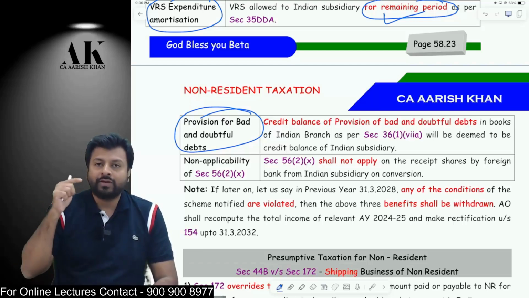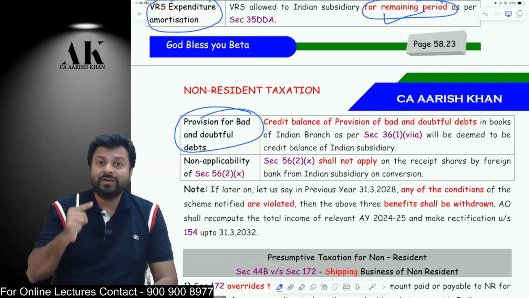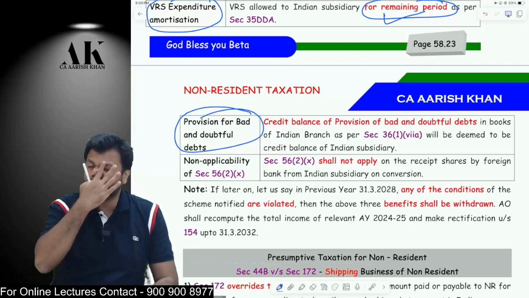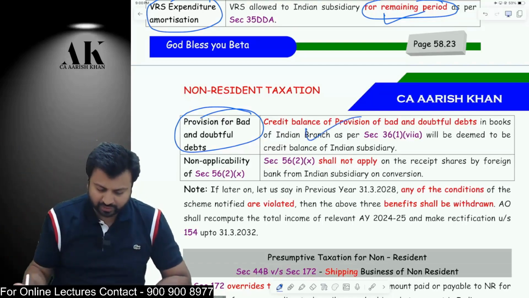So here also, when you compare the actual bad debts of the Indian company, the new company, you will compare with the provision of the Indian branch also, and also the provision which you have made in the current year. This is what it wants to tell you.